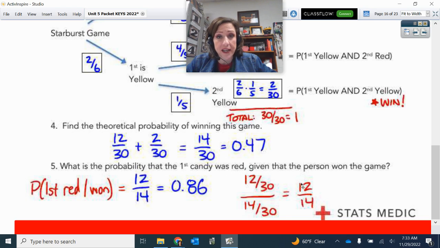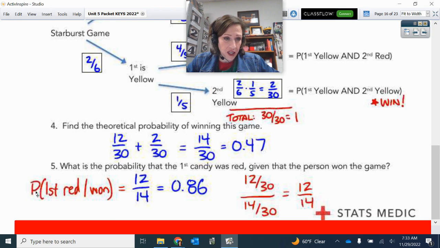And so, wow, look at that, a high probability. I'll put that into a decimal or a percentage: 86%, 85.7% chance that if you won, it happened because you had drawn red first. Okay? So that is this first idea of conditional probability.